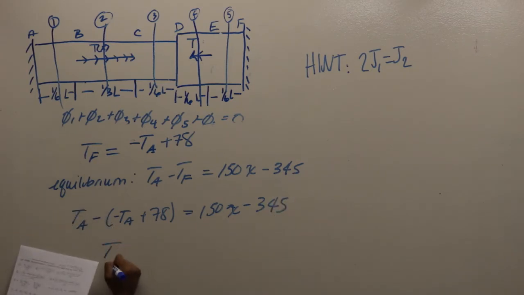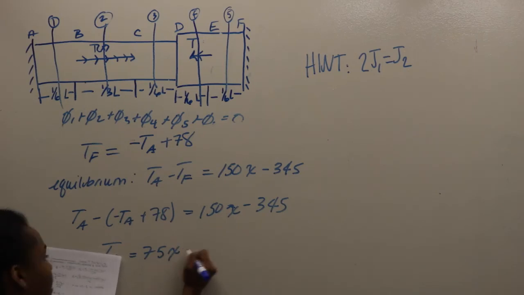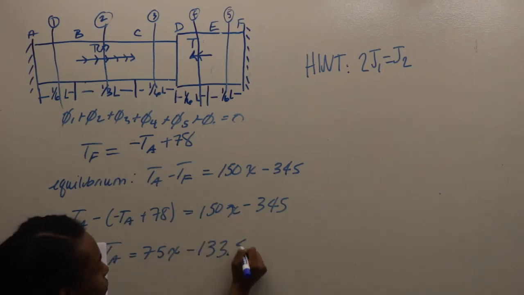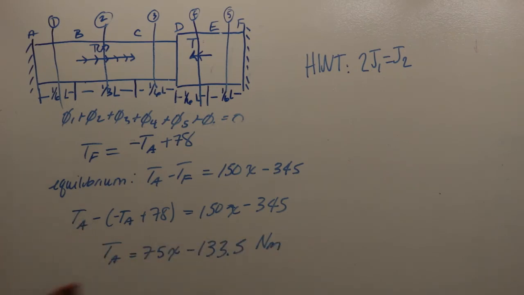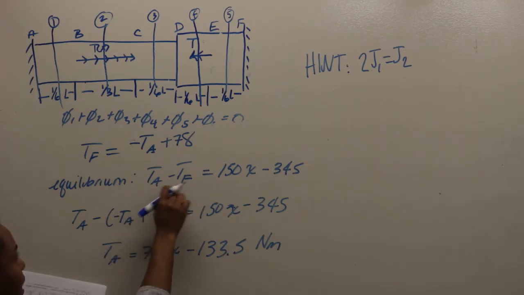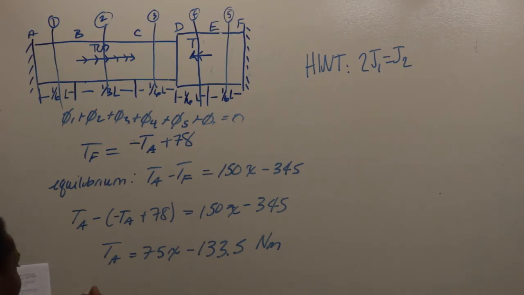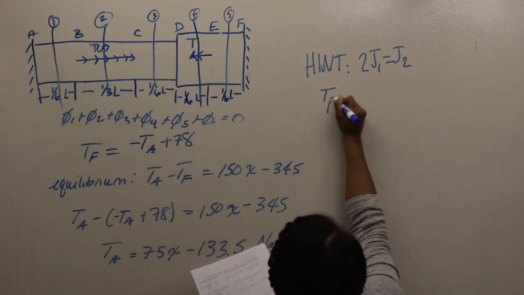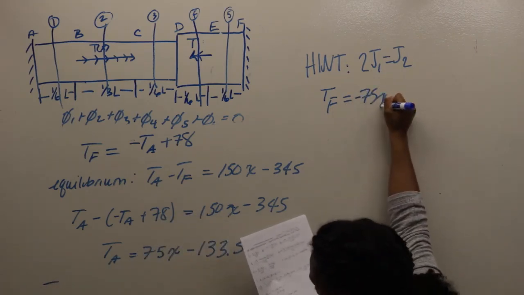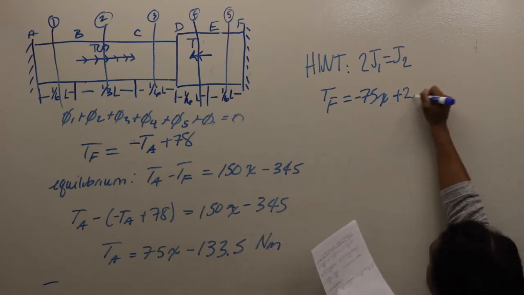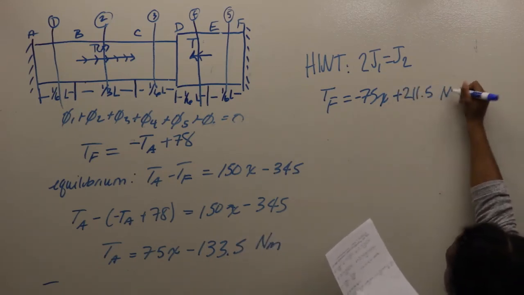Doing the math, I got TA equals 75x minus 133.5 Newton meters. So that's what I got as a function of x, that's what TA is. And then I substitute that back into the equilibrium equation for TA to find TF. And when I do that, I will get negative 75x plus 211.5 Newton meters.